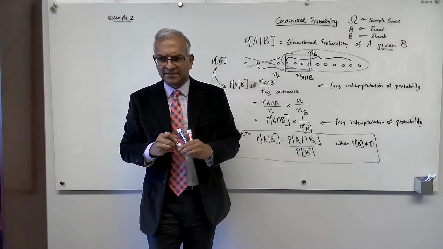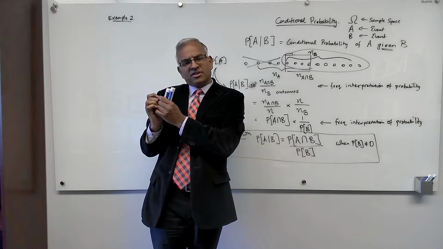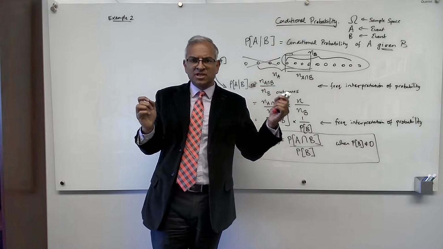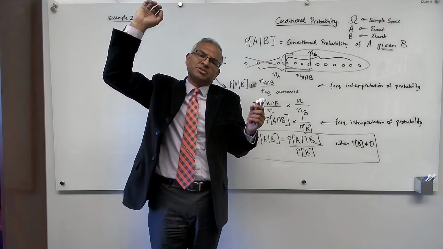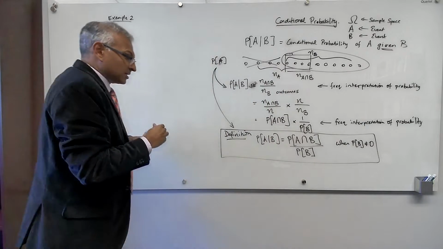Roll a pair of dice. Okay, so now let's think about the outcomes. The first die can be 1, 2, 3, 4 up to 6. The second die can be 1, 2, 3, 4 up to 6. So a useful, convenient way to represent the outcomes is using a grid.